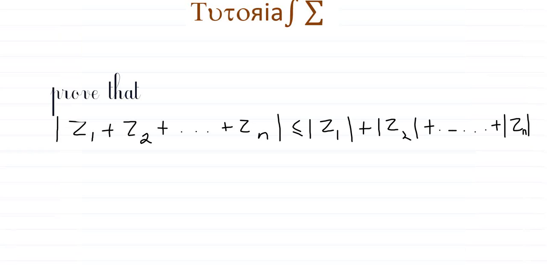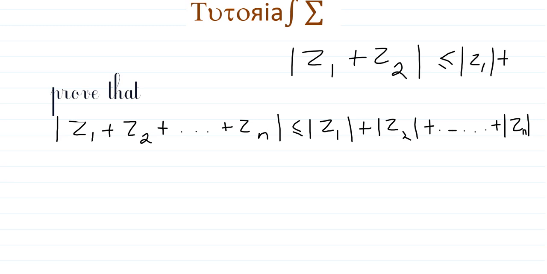Remember, the triangular inequality states that when you have two terms, say z1 and z2, when you add them and take the modulus, this will always be less than or equal to the sum of the moduli. Intuitively this is true, because if z1 was negative, then when you add it, it would reduce the value. But where z1 is positive, no matter how you add it to everything else, it will still always be positive.